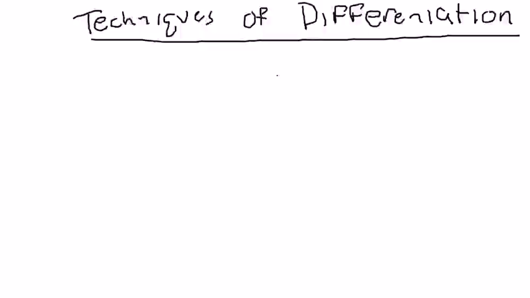Okay, in this video what we're going to do is take a look at some different techniques of differentiation. We have three rules specifically that we're going to be using that allow us to find the derivatives of more complex things, not just power rule or a constant or a line or something like that. So the first is called product rule.